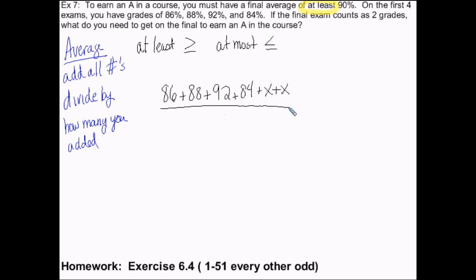So I'm going 1, 2, 3, 4, 5, 6 numbers that are getting added together. So I have to divide by 6. That's why I kept the x's separate instead of saying 2x, because you need to count it as 2 separate tests when you're doing your average. And we want that to be greater than or equal to 90. Okay. Now that I've got that set up, I can add those together and get 2x, and I can add all these together and get some number.